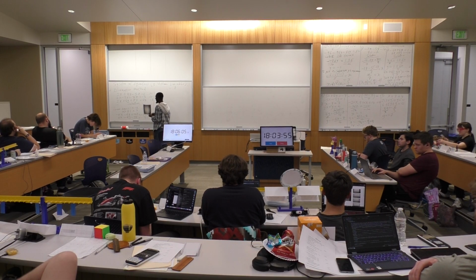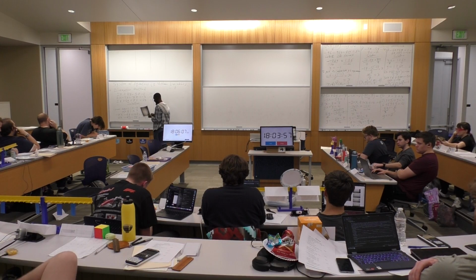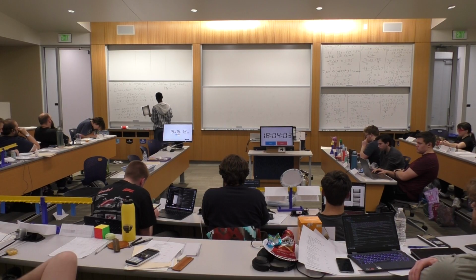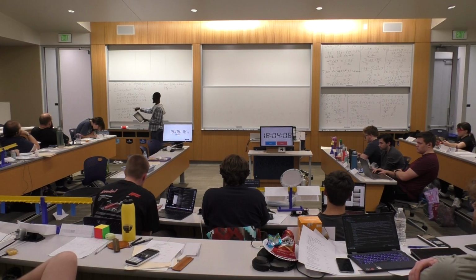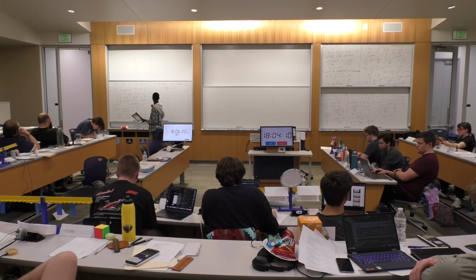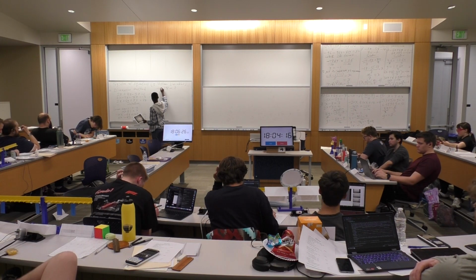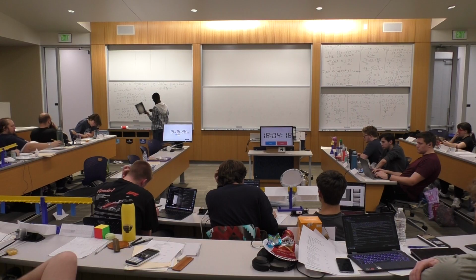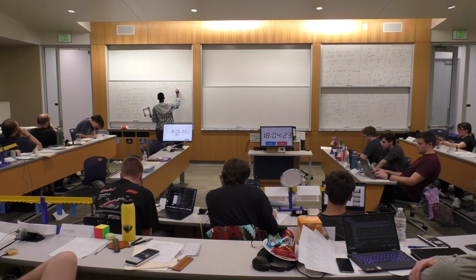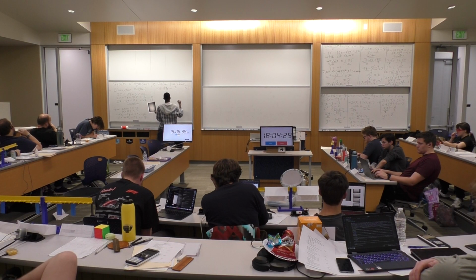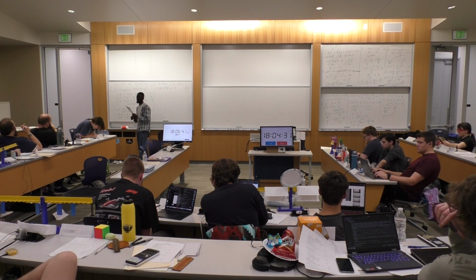10z minus negative 9z, 19z, right? 19z. This will give you 0 when you subtract. Then what about this? Negative 4, negative 6 will give you negative 10x. So this is another new equation. Call this equation 4.